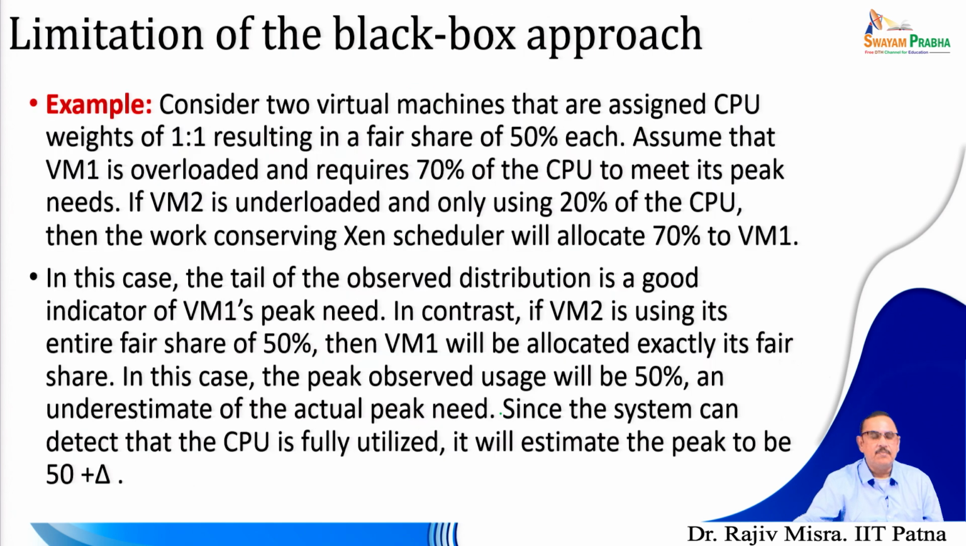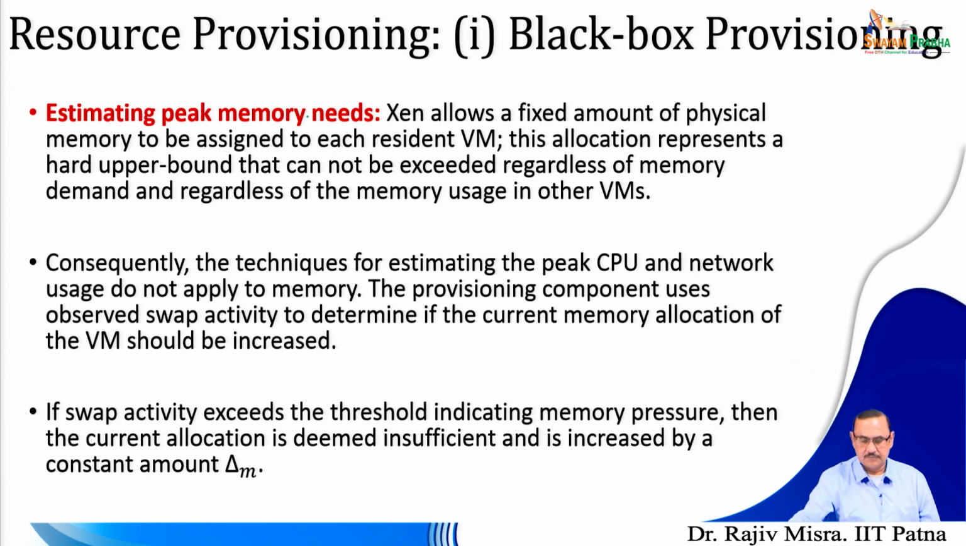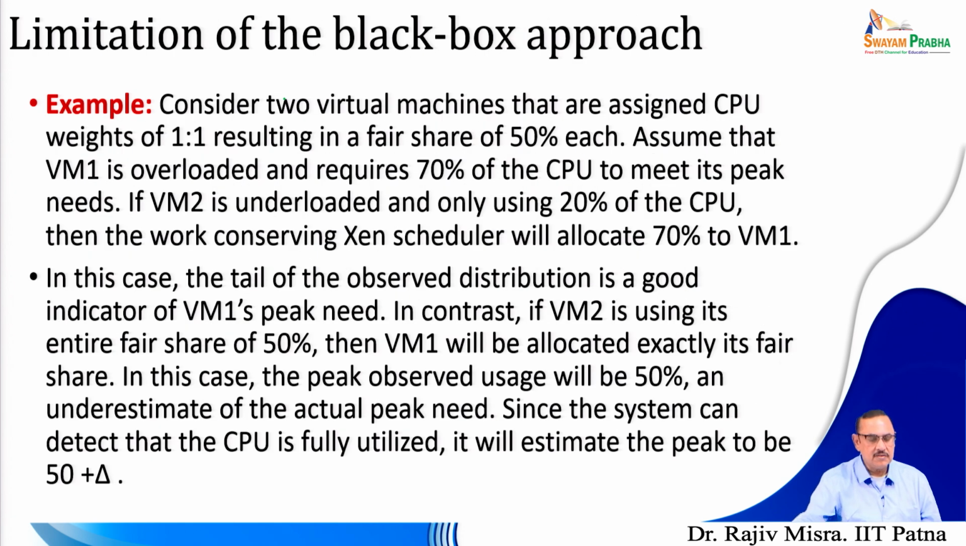Consider this example about the limitation of the black box. Consider two virtual machines that are assigned CPU weights 1:1, resulting in a fair share of 50% each. Assume that virtual machine 1 is overloaded and requires 70% of the CPU to meet its peak needs. If virtual machine 2 is underloaded and uses only 20% of the CPU, then the work-conserving Xen scheduler will allocate 70% to virtual machine 1. So, in this case the tail of the observed distribution is a good indicator of VM 1's peak needs.